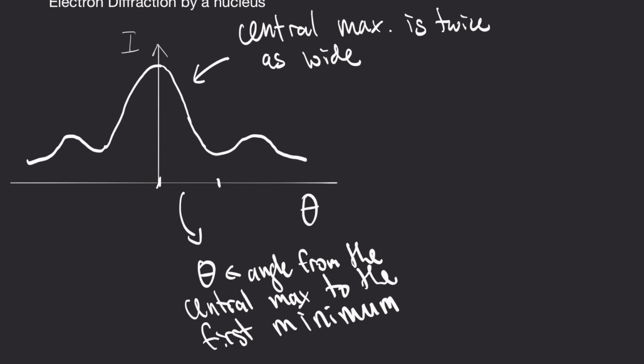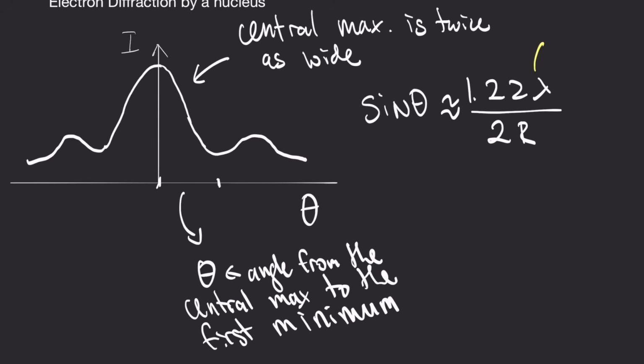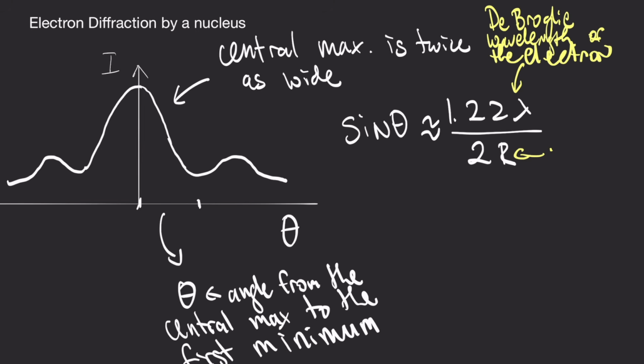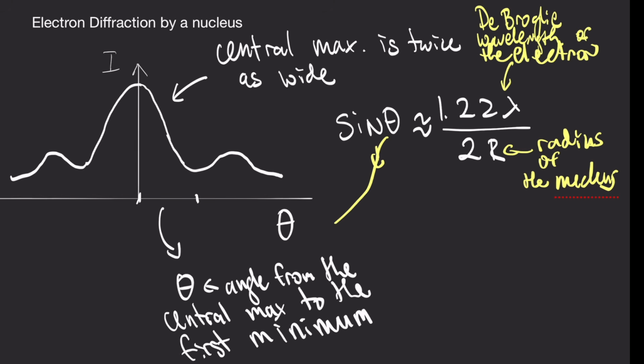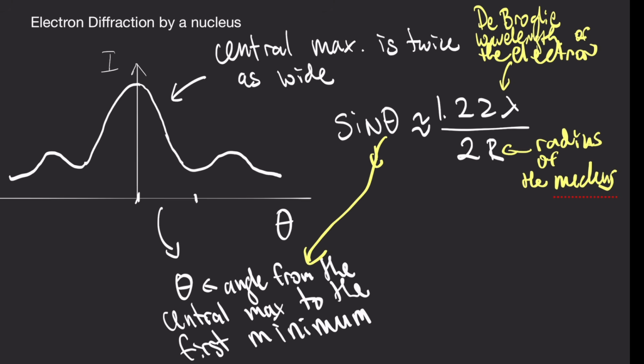Once we have this angle, we can actually use the equation that sine of theta is approximately equal to 1.22 multiplied by the wavelength divided by 2r. In this case here, lambda is just the de Broglie wavelength of the electron. R here is the radius of the nucleus. And theta is just this angle here from the central max to the first minimum. If we have to take it from a graph, it will be across here. We can use the standard formulae from quantum physics and from our formula booklet to determine the de Broglie wavelength.